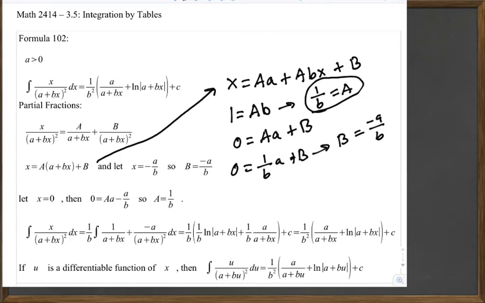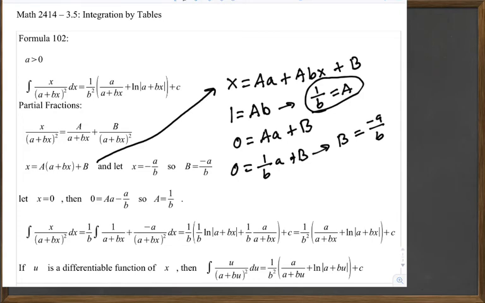So then the integral of x over a plus bx quantity squared dx, we can factor out a 1 over b, and that'll be 1 over b times the integral of 1 over a plus bx plus negative a over a plus bx quantity squared dx. Okay, and then doing some u substitution and integrating, we'd have 1 over b times 1 over b natural log absolute value of a plus bx plus 1 over b times a over a plus bx, and then plus constant of integration.